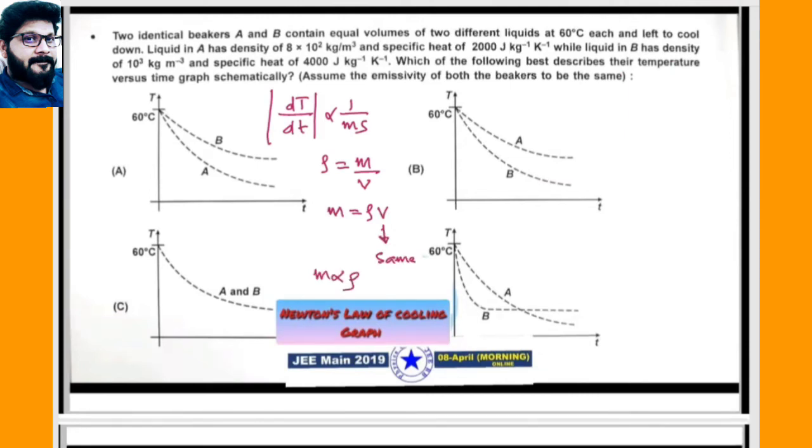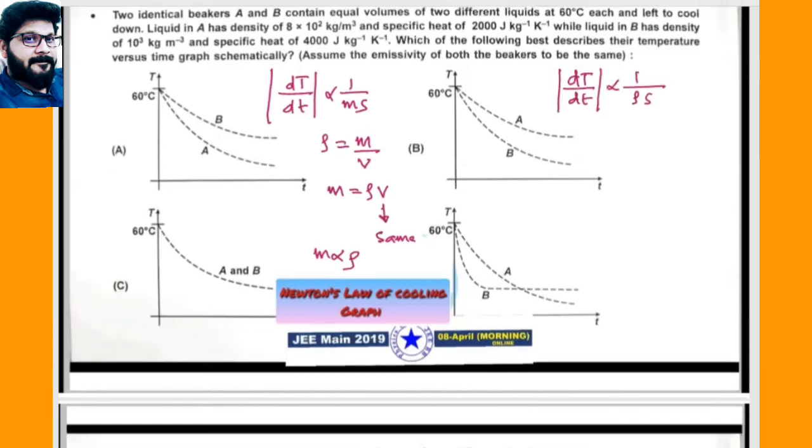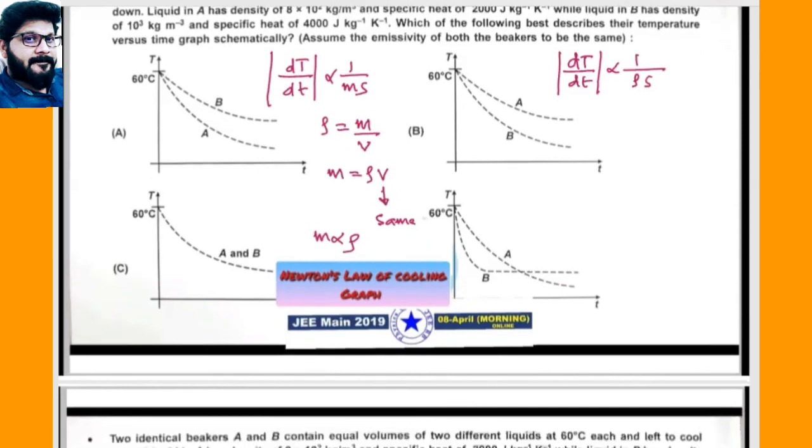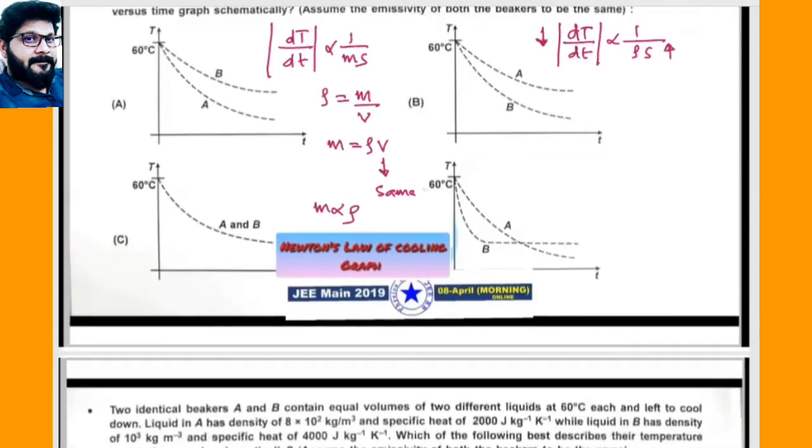That means instead of mass I can write here dT by dt, that is rate of cooling, is proportional to 1 by rho into s, as volumes are equal. Now let us calculate rho into s. If rho into s increases, rate of cooling will decrease. Let us check it based on that concept, and we correlate this with the graphs.